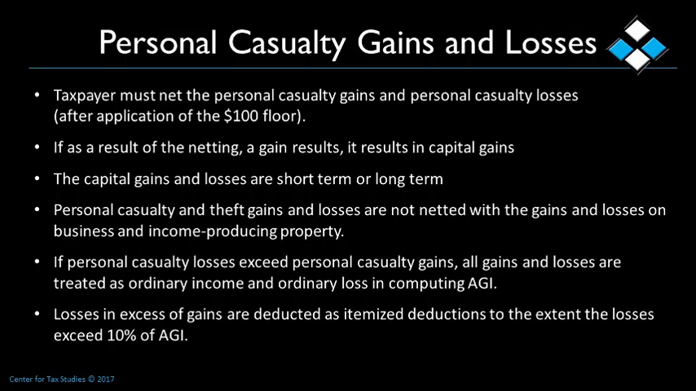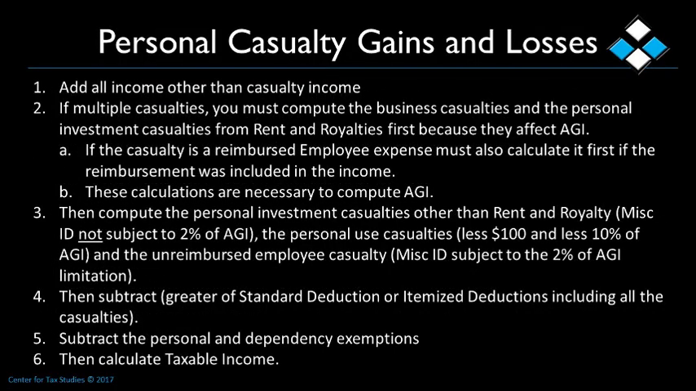So let's go over how you calculate all of this when all of these different casualties are occurring at the same time. First, you add all the income other than casualty income. If multiple casualties, you must compute the business casualties and the personal investment casualties from rent and royalties first because they affect adjusted gross income. If the casualty is a reimbursement of employee expenses, this must also be calculated first if the reimbursement was included in income. These calculations are necessary because you have to use them to compute adjusted gross income.